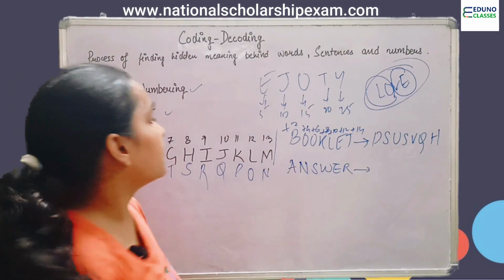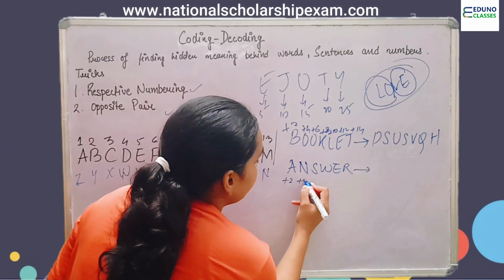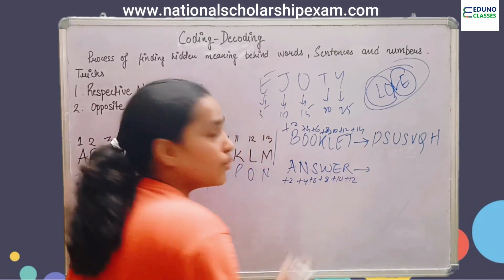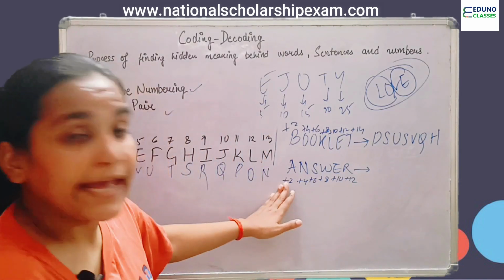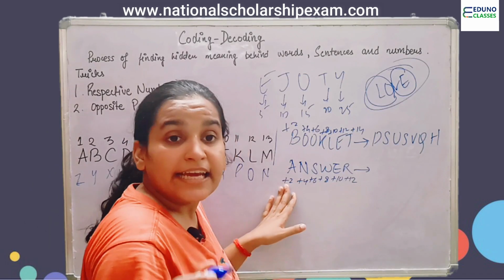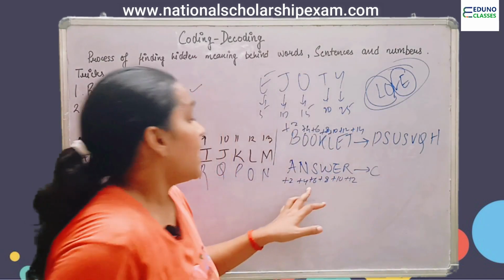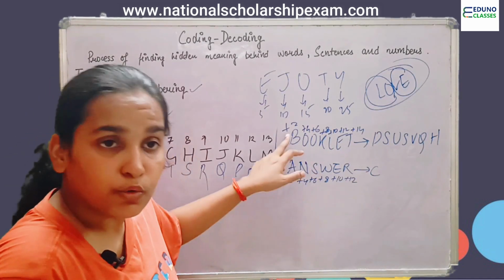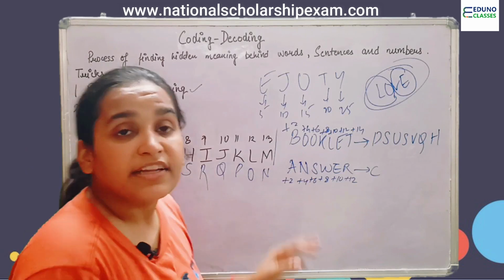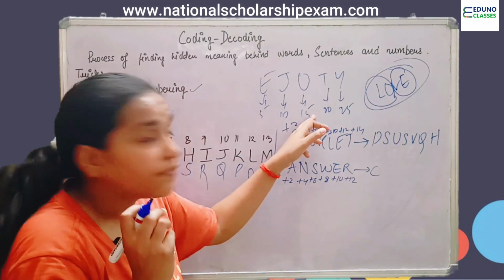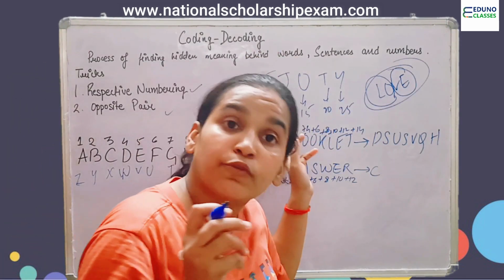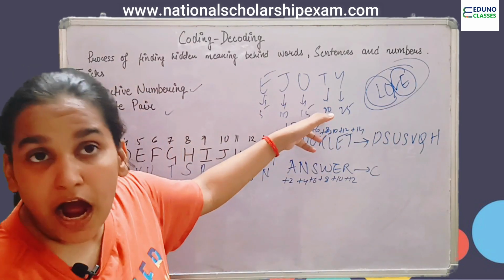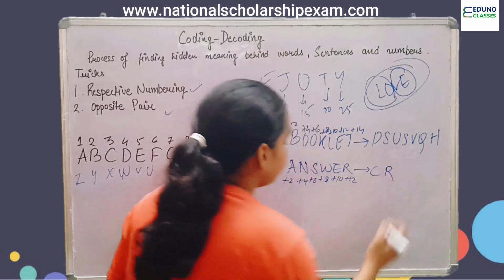Now for the answer, we have to add plus 2 here, plus 4 here, plus 6, plus 8, plus 10 and plus 12. A is 1, plus 2 will give 3, and 3 is C. N is 4, so here we have to add 4 to N. What is the value of N? We have to find out from here. O is 15, so N would be 14. 14 plus 4 gives 18, and 18 would be R. Done.